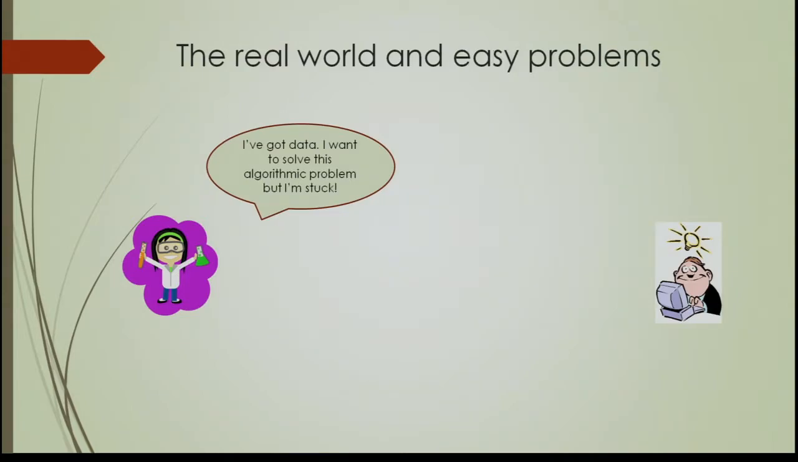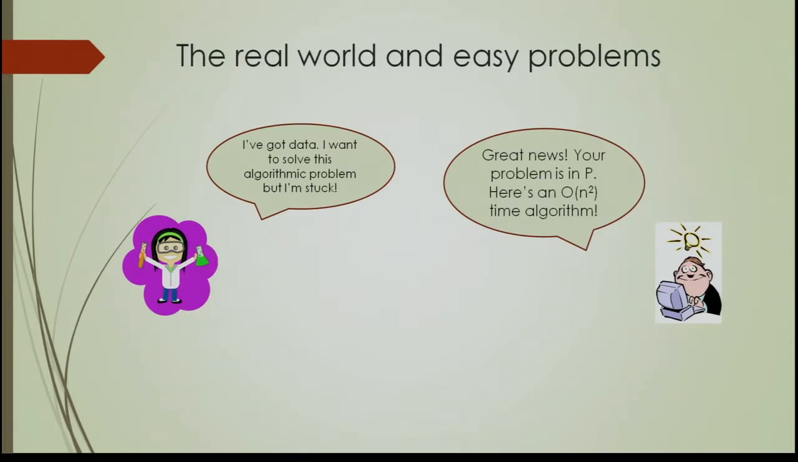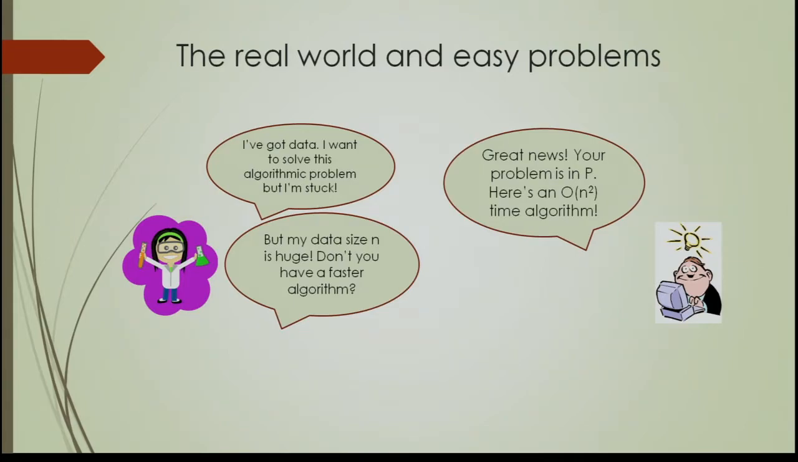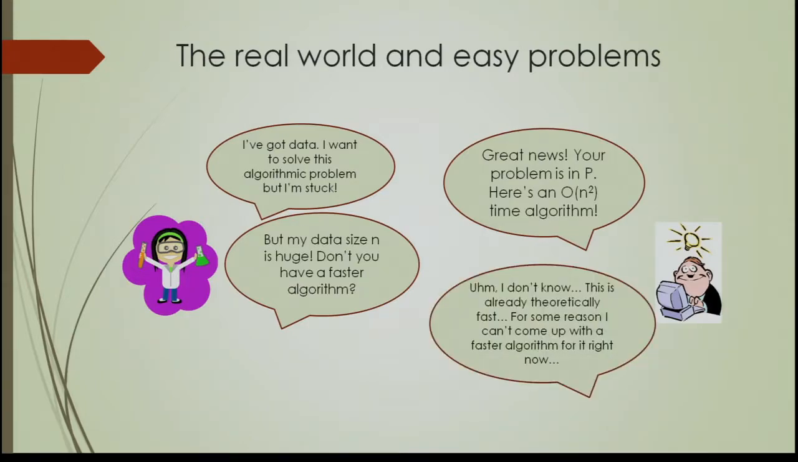Now the scientist has a different problem, which they present to the computer scientist, and the computer scientist says, great news, your problem is in polynomial time. I have a quadratic time algorithm for it. This is wonderful news from our perspective, but then the scientist says, now I have this huge data, and n is actually enormous, so what should I do? N squared, maybe for small n is really nice, but my n is really huge. Can't you find me a linear time algorithm? I would be much happier with a linear time algorithm. And then the computer scientist says, I don't know. I tried to find a linear time algorithm, but I couldn't. And why aren't you happy with n squared? N squared is perfectly fine. But yeah, I don't have a good answer for you.